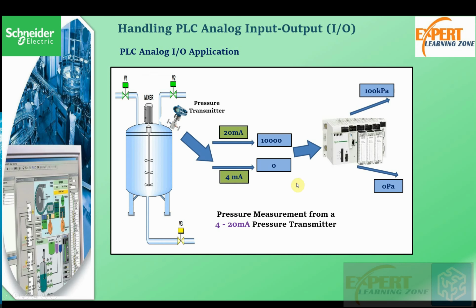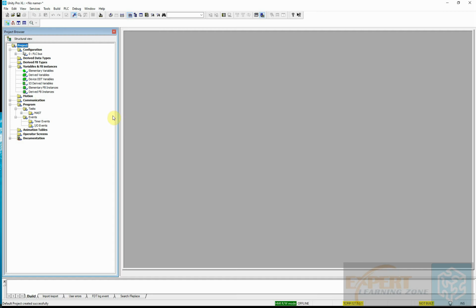So this is what we are going to see in our PLC application. The IO module is responsible for giving these values to the PLC, 0 to 10,000. And our PLC manipulation now should be able to range these 4 to 20 milliamps to 0 to 100,000 pascal. Now let's jump into our application and see how we can convert 4 to 20 milliamps to 0 to 100,000 pascal. I already have a project open.